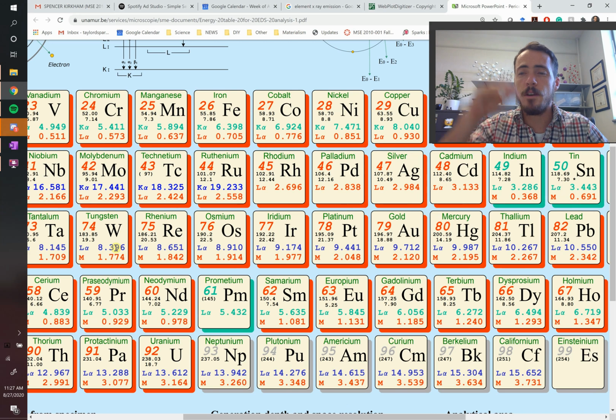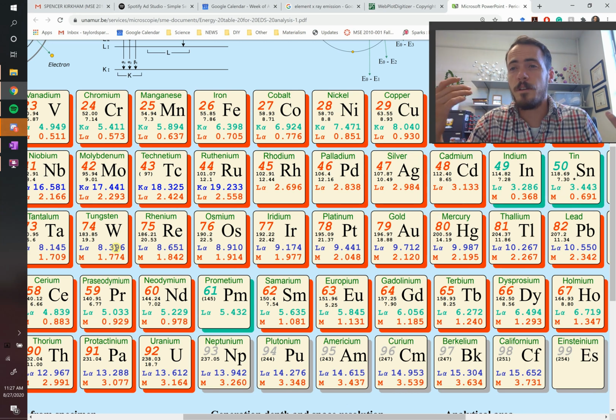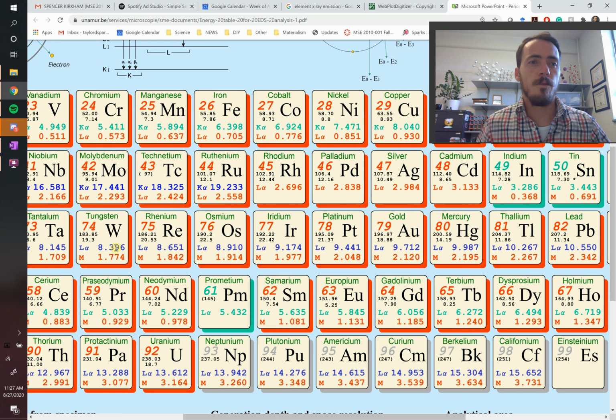Okay, so that's how you go about labeling these tables. It's a little bit of trial and error. It's a little bit of detective work, which is kind of fun. You're doing like forensic science, but for materials. You're trying to figure out what material it is based off of a bunch of clues that it leaves behind.